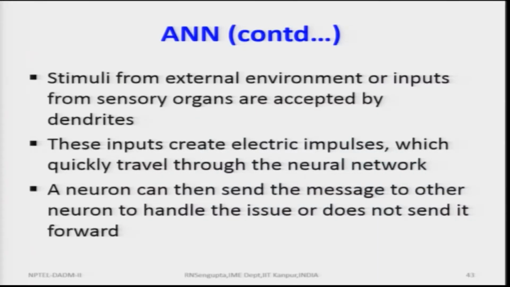A neuron can then send the message to other neurons to handle the issue, or it does not send it forward. That means it will basically take the decision. As I said, if I pinch myself and suddenly I feel the pain, I will remove the hand, because the information is coming immediately that yes, it is hurting, remove it.